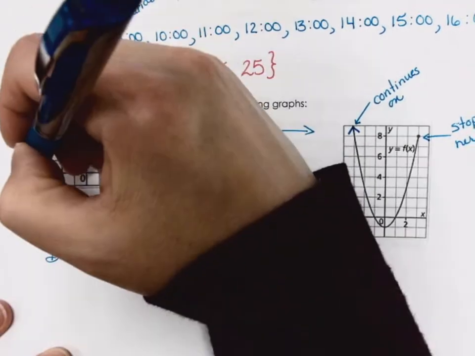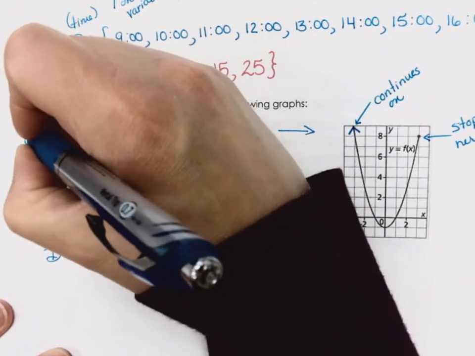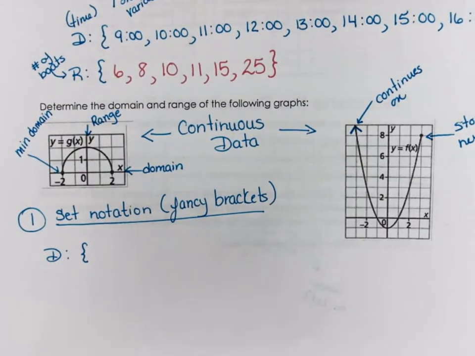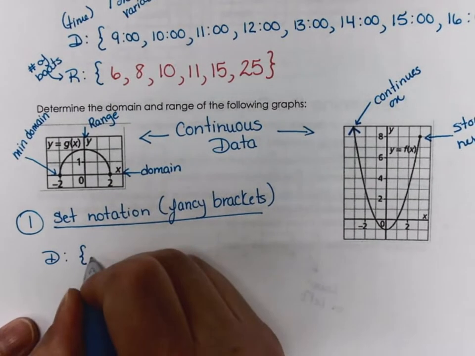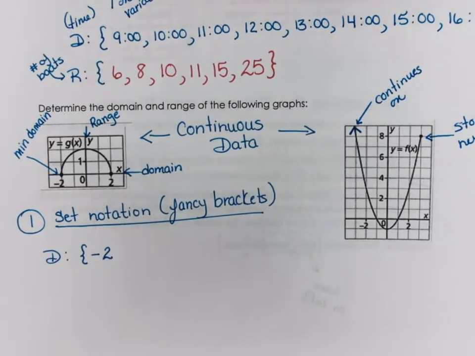-2. So this is my minimum domain value. Is that -2? Does that make sense? Yes? So we always put the lowest number, the lower limit, the minimum, on the left-hand side, so -2. Okay, that's exciting. What's my highest value I go to?